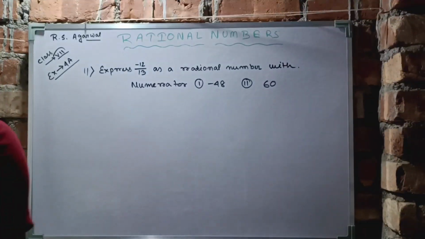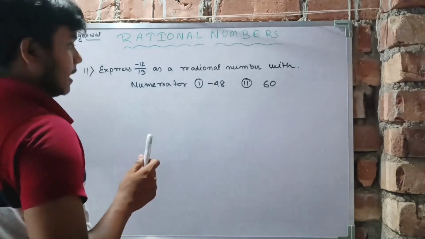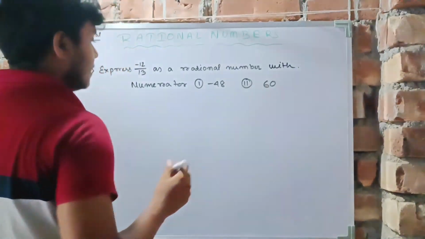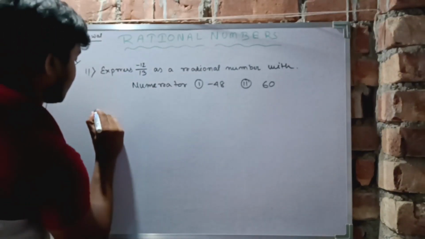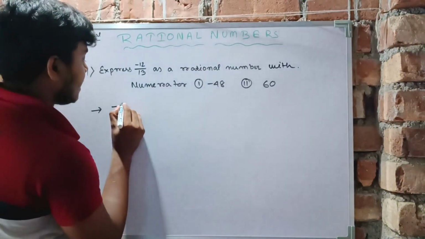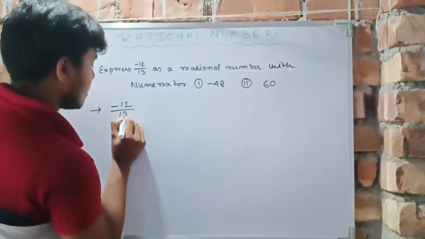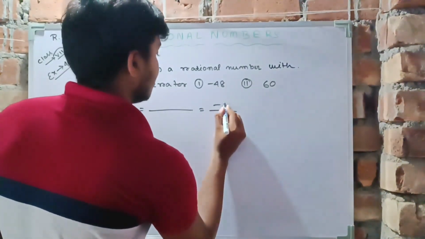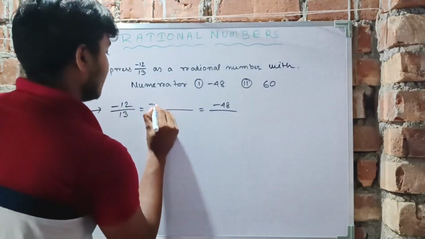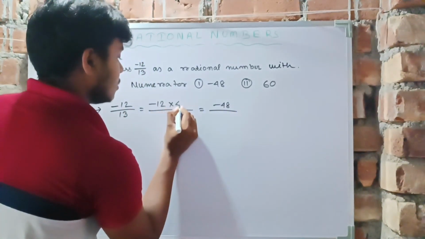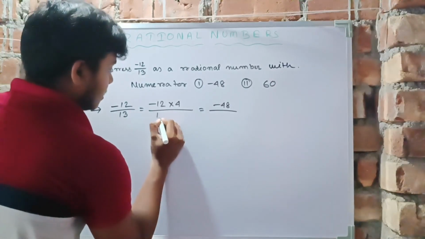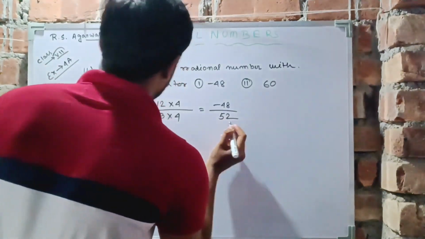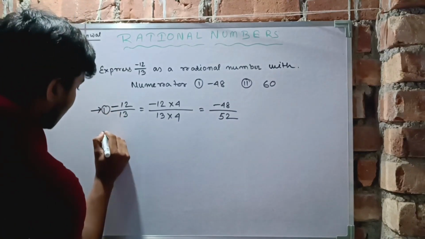So our next problem is express -12 by 13 as a rational number with numerator -48 and 60. So let's start. -12 by 13, that means we have to make -48. -12 is already here, so just multiply with 4, 13 here multiplied with 4, that means 52. This is problem number 1.